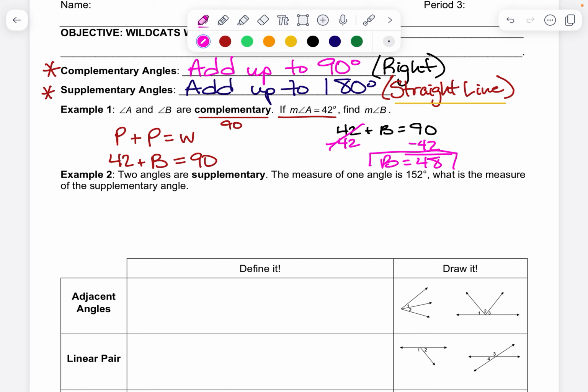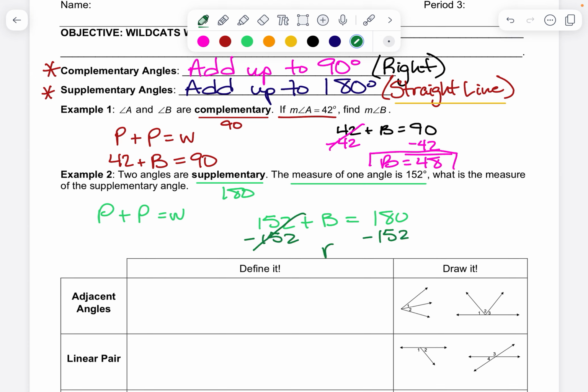And I can do the same thing on the next example. It says two angles are supplementary, so I automatically know they add up to 180. So the part plus the part equals the whole thing. One of those angles is 152, so 152 plus the other angle that I don't know will bring me to 180. I can subtract 152 from both sides, and that unknown angle should be 28 degrees.